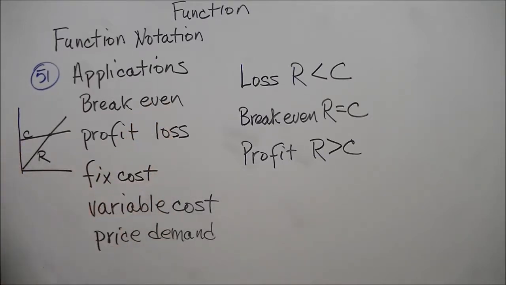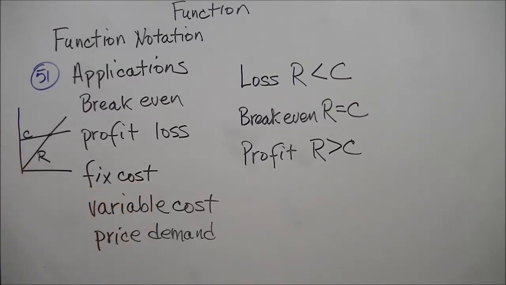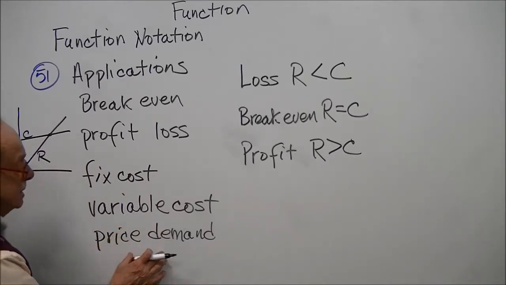Fixed cost. Well, a fixed cost would be a building. It will be a machine. Those two things, the building and the machine, are the fixed costs. Variable costs will be the amount of electricity, the number of employees that you have, the number of loose materials that you're going to use to produce something. Those are variable costs.